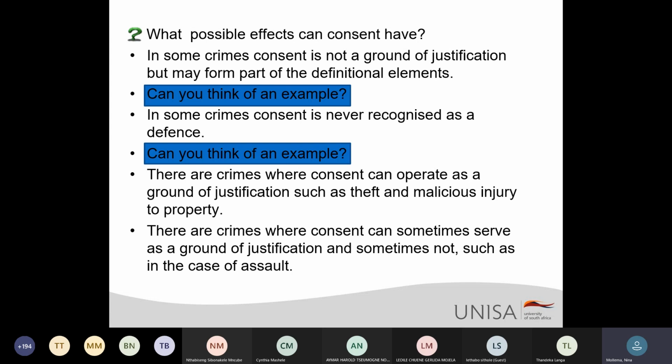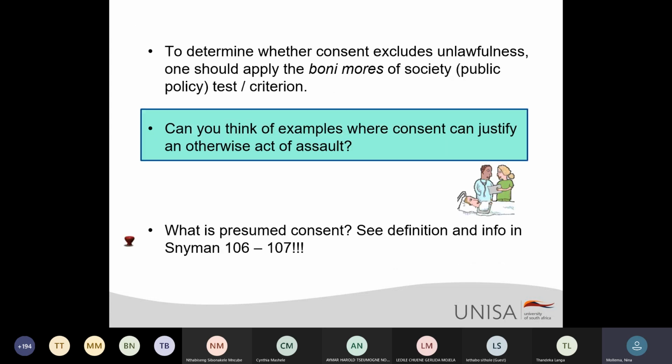To determine whether consent excludes unlawfulness, we should again apply, right at the beginning, the boni mores of society, the public policy test criterion. How would the general public and the morals of the public feel about this?